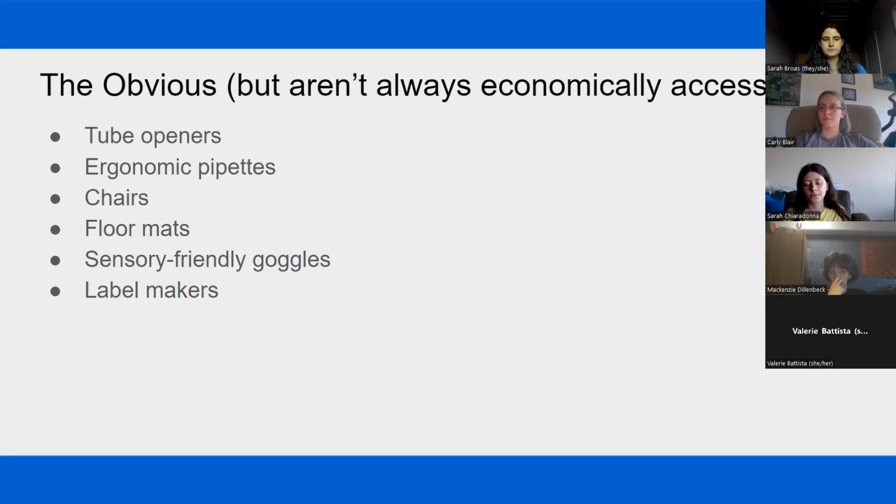And finally, label makers, that can be really great for those with fine motor difficulties who struggle with writing things on very small labels. So again, a fairly cheap solution. So these aren't always economically accessible, but they are more obvious solutions that you can incorporate pretty readily into your lab. These are also pretty specific to some disabilities. They'll help the non-disabled community, but they're more specific towards mobility disabilities of those types.